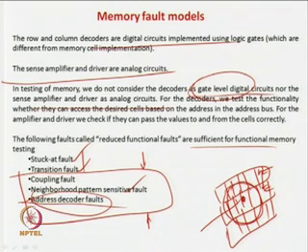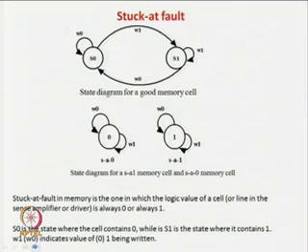Okay, so, this coupling fault and neighborhood pattern sensitive faults are all happening because the memory is very much stacked and all the cells are very near to each other in a very small area. So, anything happening in the periphery may try to affect the central part or the one cell or the other. So, coupling faults and neighborhood pattern sensitive faults are mainly new kinds of faults which you test in memory.